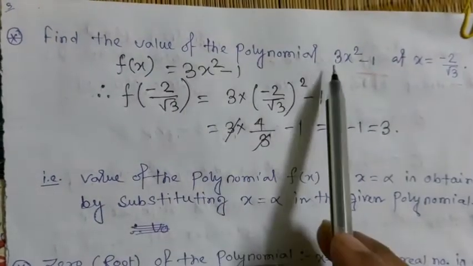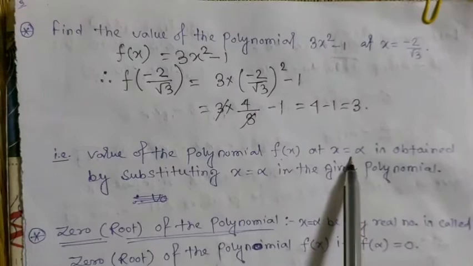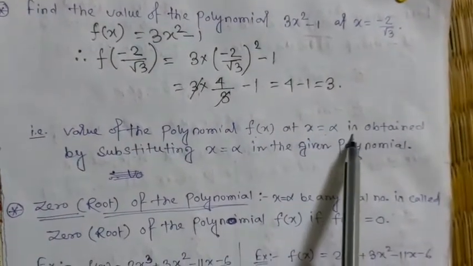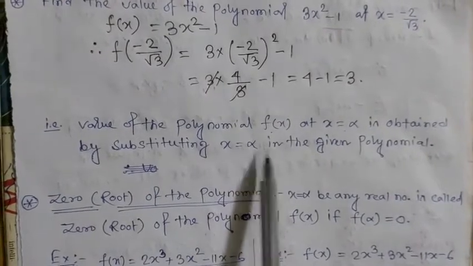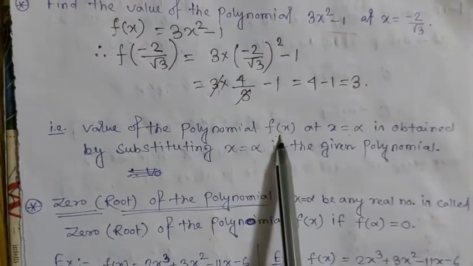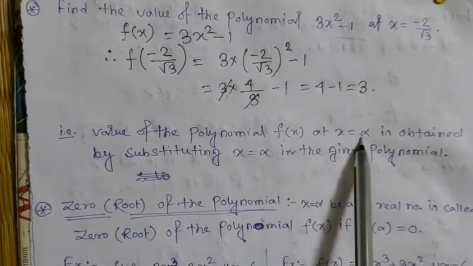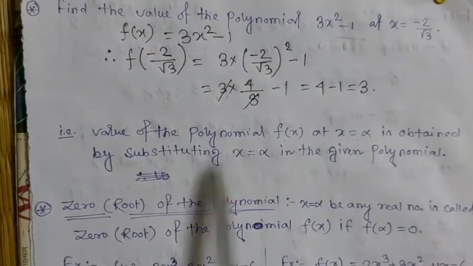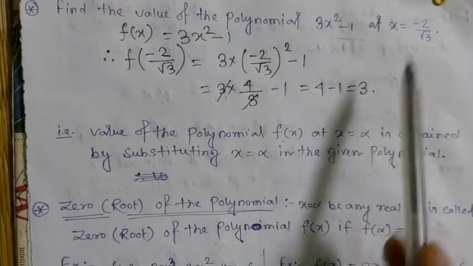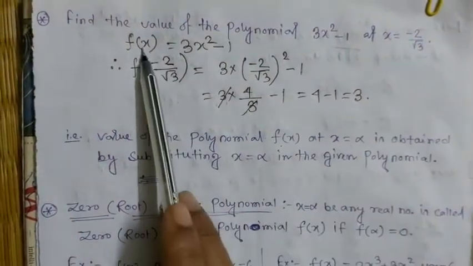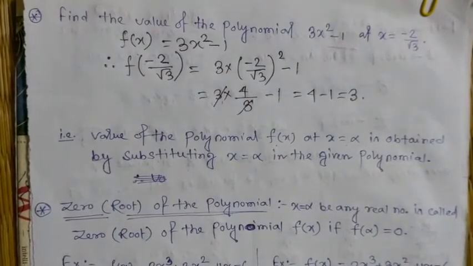So the value of the polynomial f(x) at x equal to alpha is obtained by substituting x equal to alpha in the given polynomial. Given polynomial means f(x). So that is the value of the polynomial.